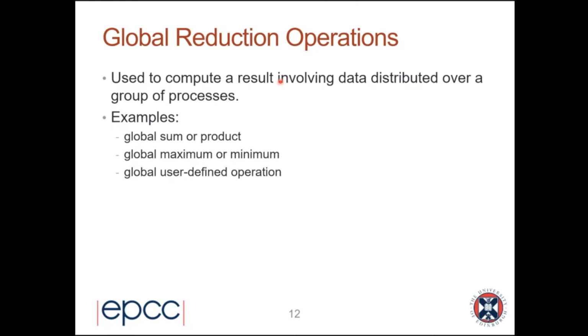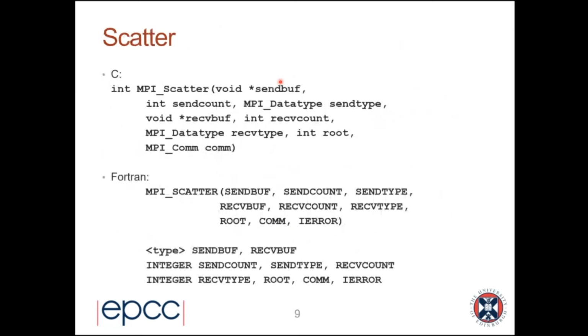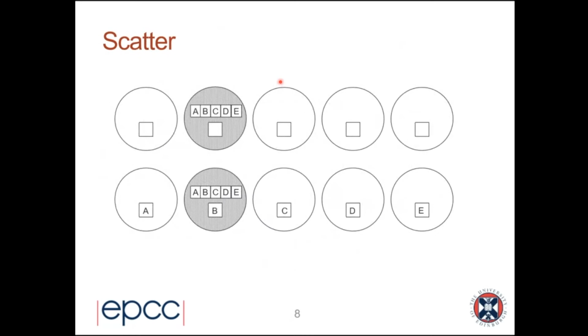So in a scatter, the send buffer is A1 to 5, and the receive buffer is A1. Yep, that's correct.